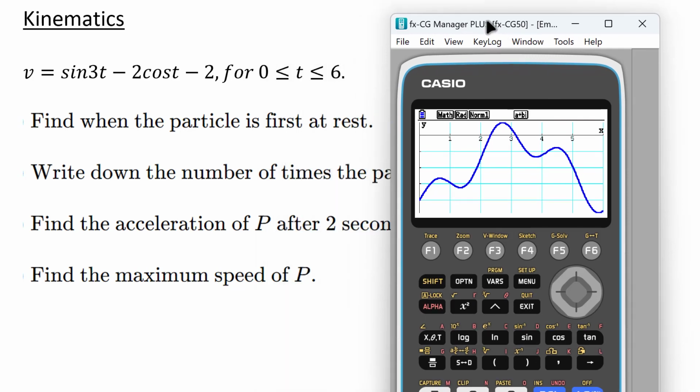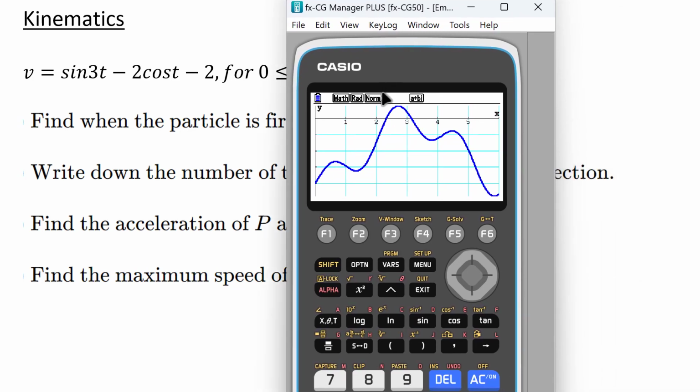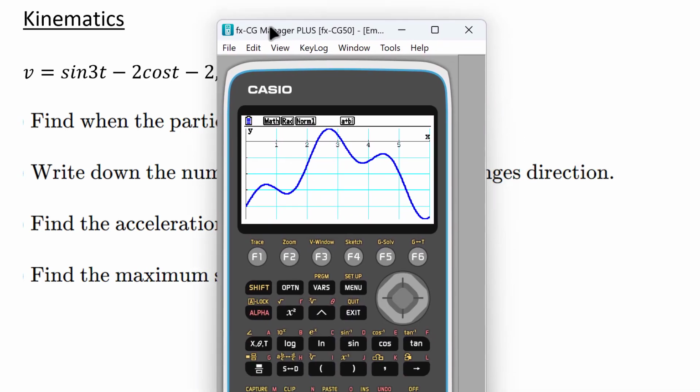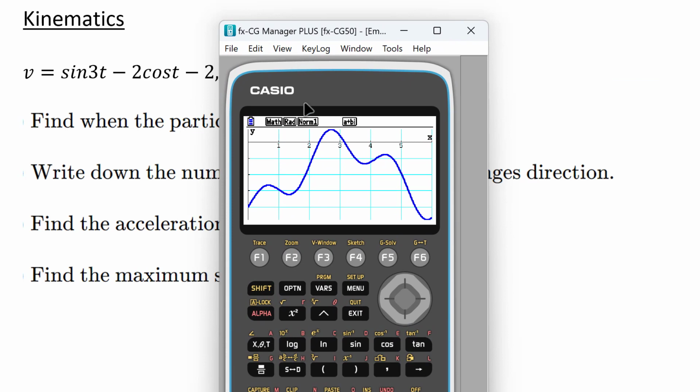When was the particle first at rest? So what does at rest mean? It means velocity is equal to 0. It's this, and we can just use gsolve to find that. Write down the number of times the particle changes direction. Have a go at that yourself.